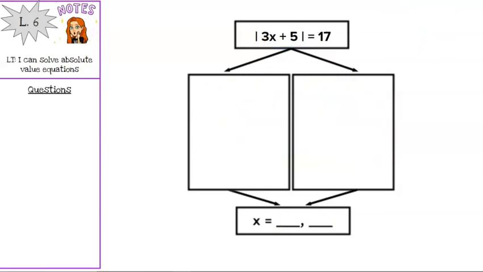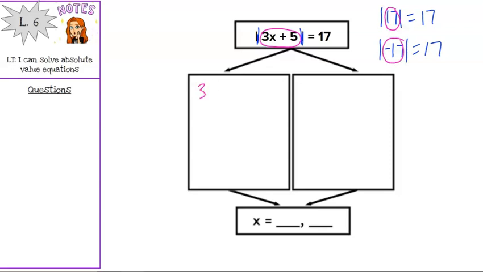So let's try another example. We have the absolute value of 3x plus 5 is equal to 17. Well, I know that the absolute value of 17 is 17, because 17 jumps to 0. And also the absolute value of -17 is going to give me 17, because it's also 17 jumps to -17. What that means is this 3x plus 5, which is inside the absolute value bars, has to be the same as whatever is inside these absolute value bars over here.